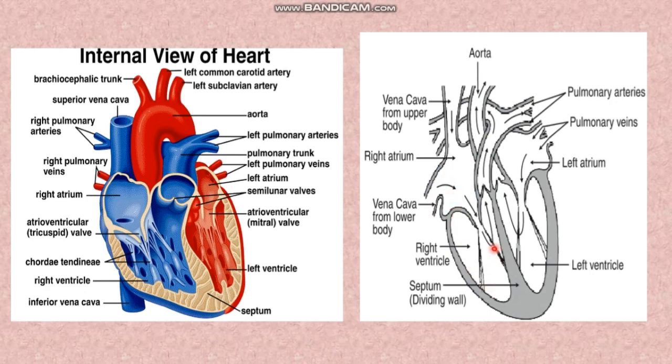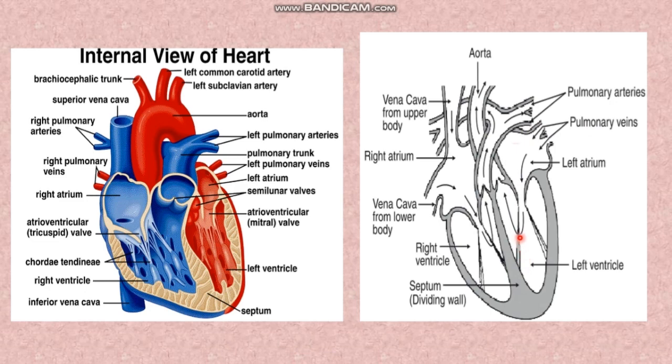The pulmonary artery, which arises from the right ventricle, carries deoxygenated blood, and this is taken to the lungs for purification. The pulmonary vein, which brings oxygenated blood from the lungs, pours into the left atrium.